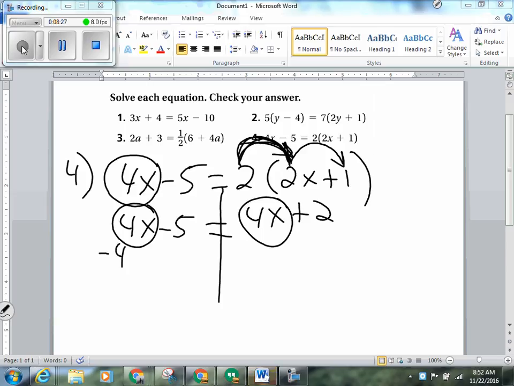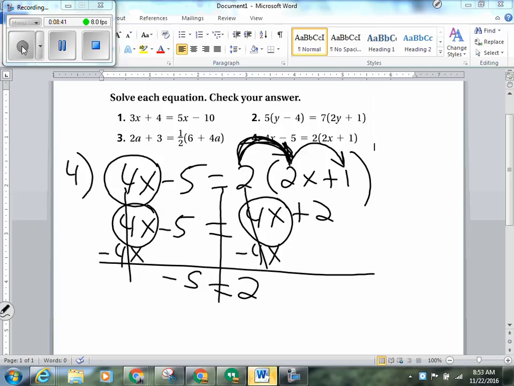Let's just move this one. 4x over to 4x. That cancels. I'm left with -5. That cancels. I'm left with 2. Does -5 equal 2? No. So my answer is no. No what? No solution. There's your answer. I previewed that in the last question just to get you ready for this one.